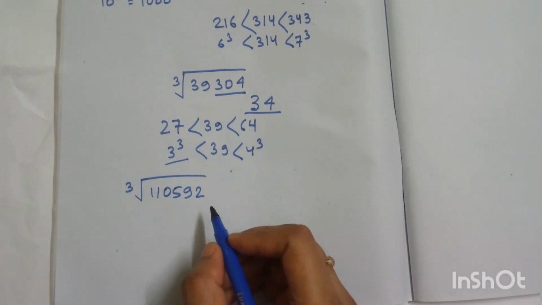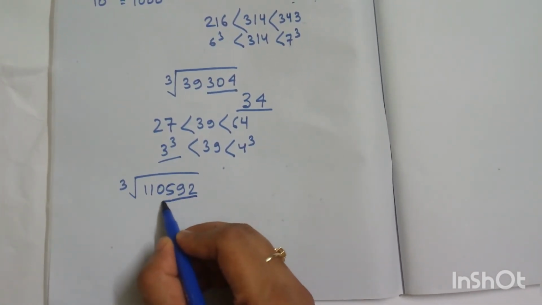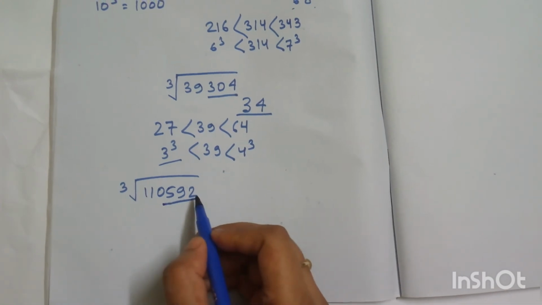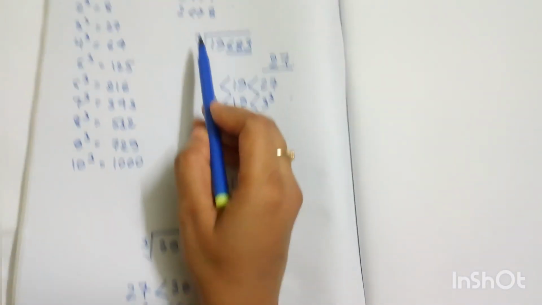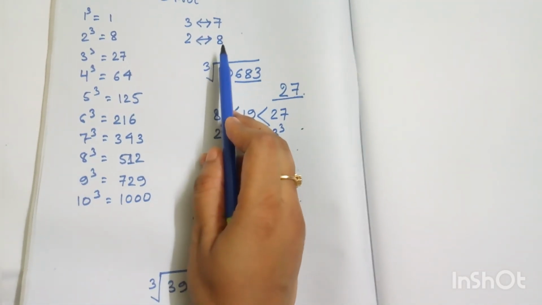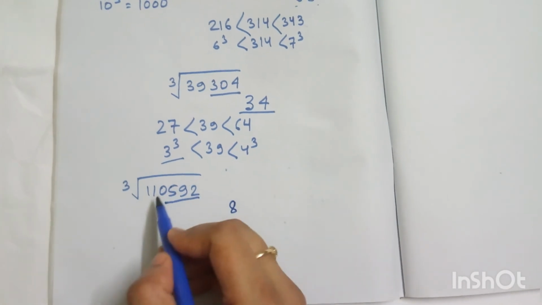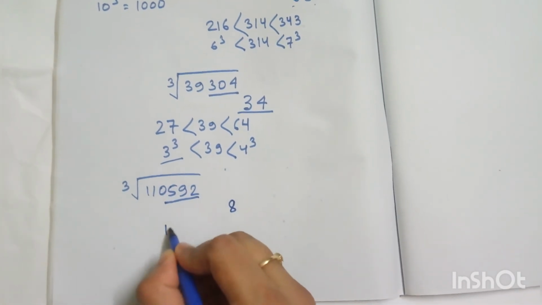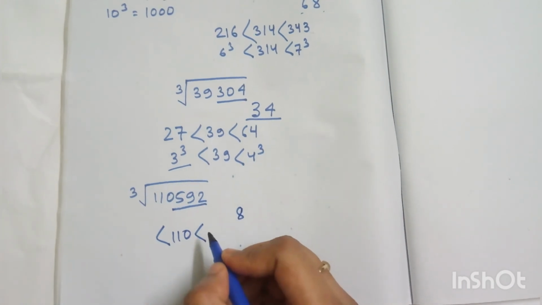Here, take another example. Here the last 3 numbers are 592. So the last digit is 2. So the unit digit will be 8. And the rest of the number is 110. So it is between which cube numbers?